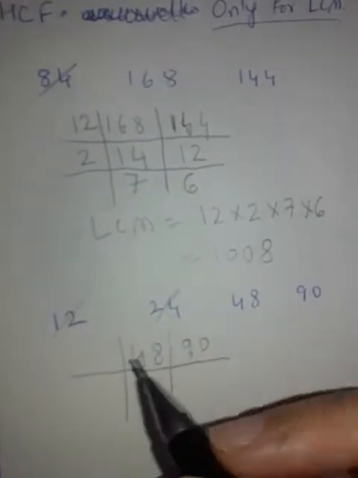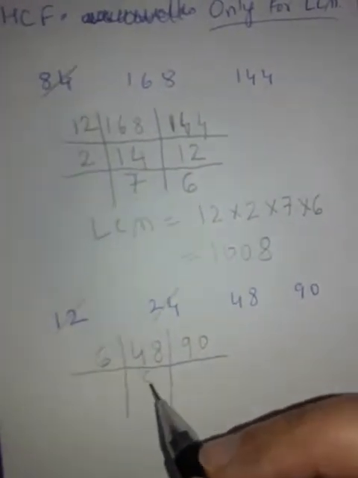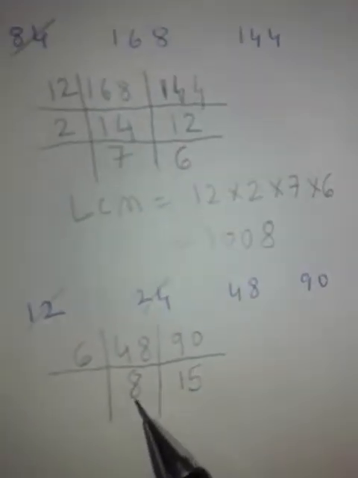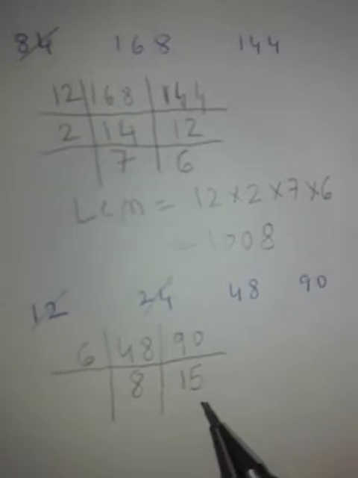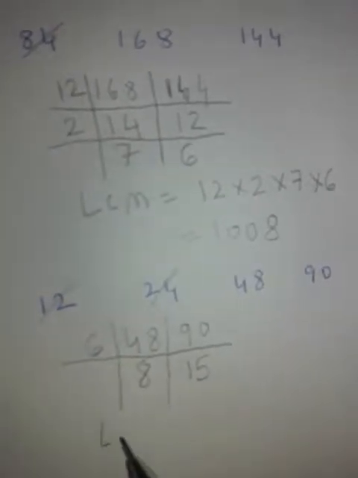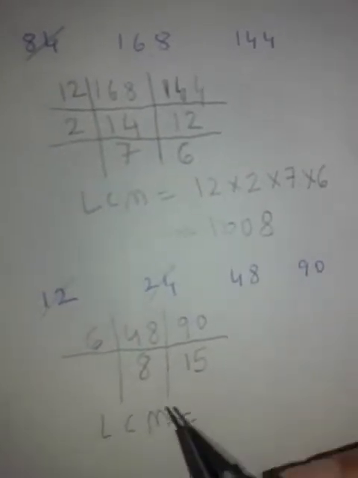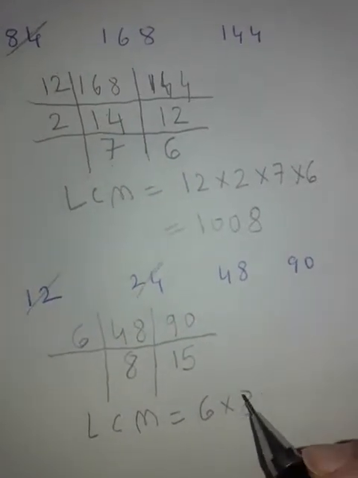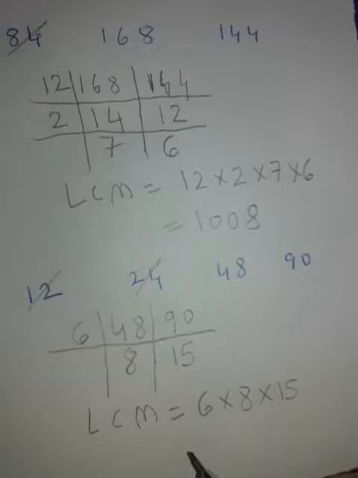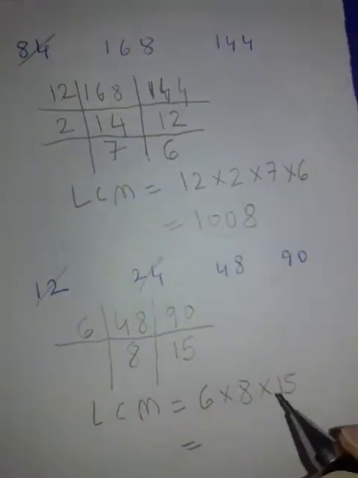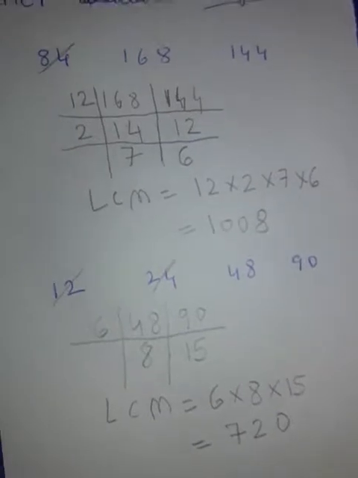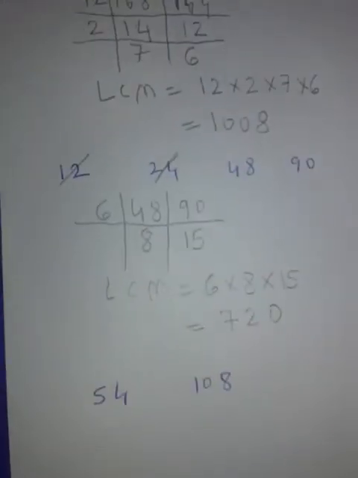I observe 6 is the common factor. 6 8s are 48 and 15 6s are 90. Now between 8 and 15 there is no common factor. That means I have to stop now. LCM is vertical into horizontal. 6 into 8 into 15, which comes out to 720. 720 is the LCM.